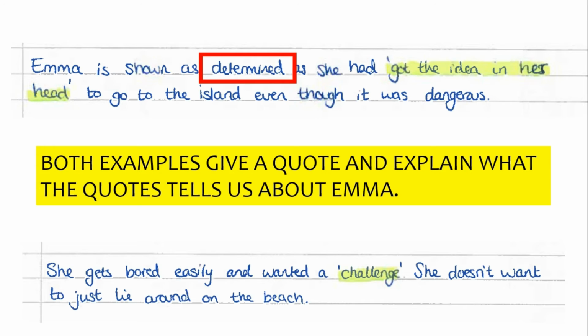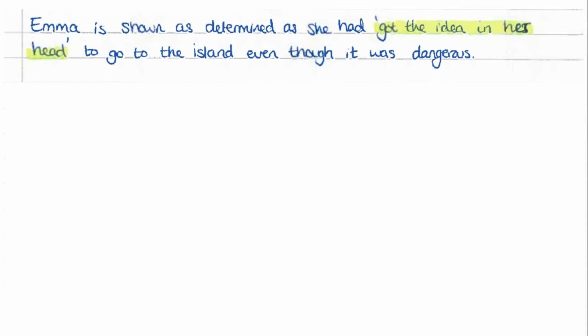So the first quote, she got the idea in her head. I'm telling the examiner, well, this tells me she's determined. The one below, that she wants a challenge, this is telling me that she gets bored easily. So I'm not going into massive detail, but I'm just showing the examiner that I've picked out a quote and told them what it says about Emma. So more: Emma is shown as determined.